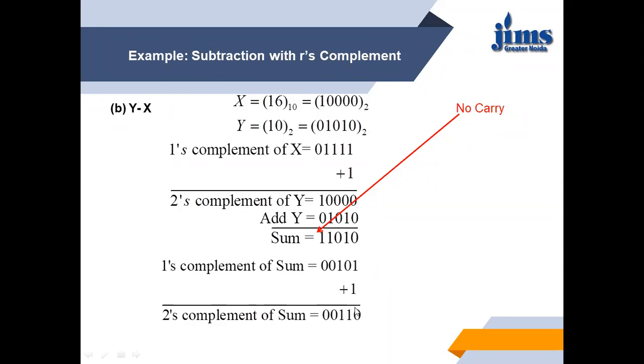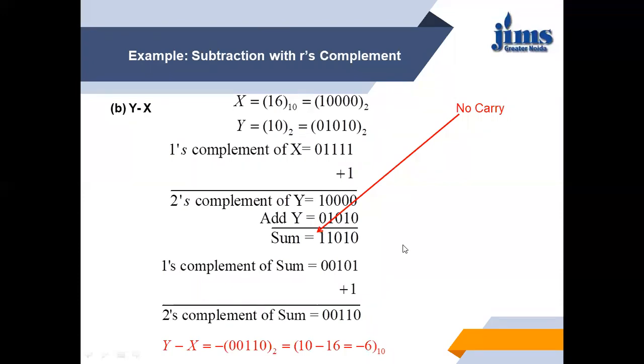1 plus 1 is 0, 1 is carried forward, 1 plus 0 is 1, so here is 1, 0, 0. So the final answer of y minus x is, since we have to put a negative sign, minus 0 0 1 1 0. That is, 10 minus 16 is minus 6. The magnitude is 6, and we have to put a negative sign. Is that clear? Yes, sir. Okay, fine.